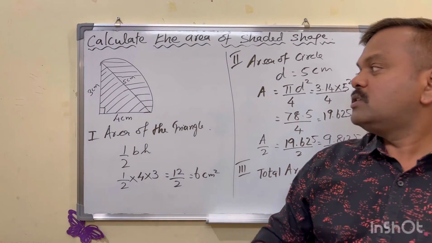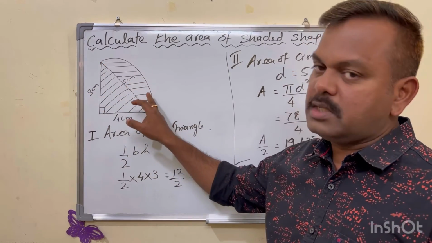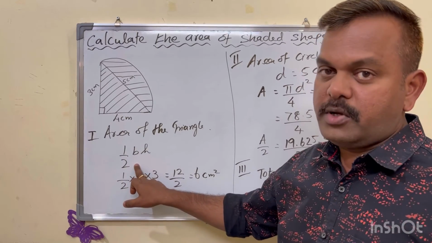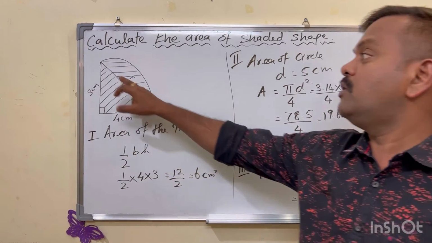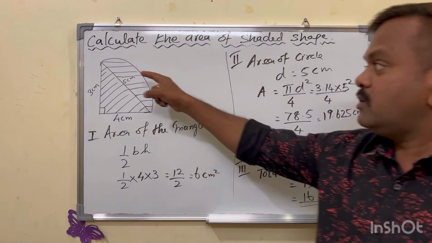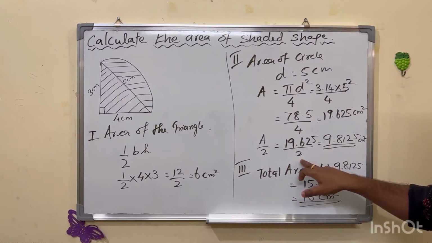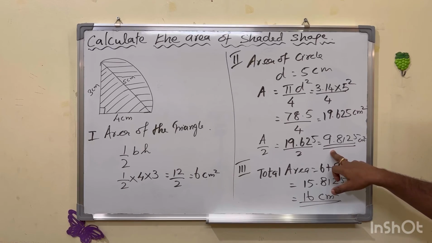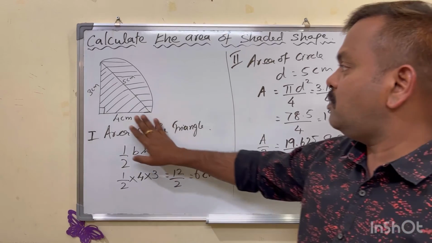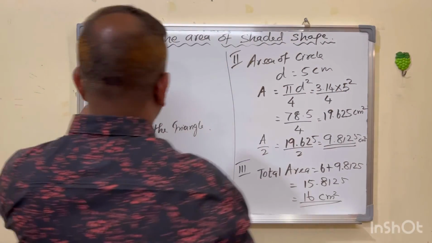Listen, this is not a definite shape. This is a shape mixed with one triangle and one semicircle. So first we have to find the area of the triangle with the formula half into b into h. Then we find the area of the semicircle using the formula pi into d square divided by 4, which gives the area of the entire circle. Then make it half, divided by 2, and you will get 9.812. Then add these two areas, and you will get the area of the entire shape. Okay, understood? So this is the way we have to do it.